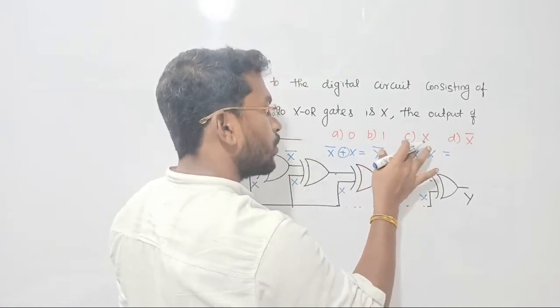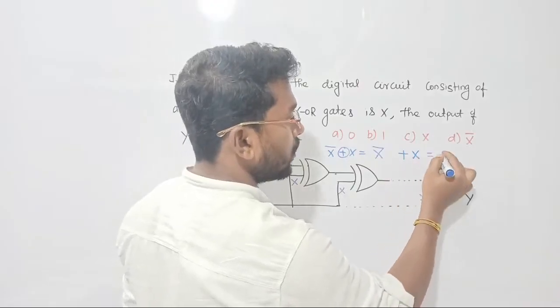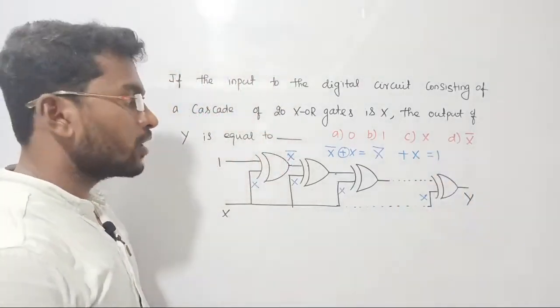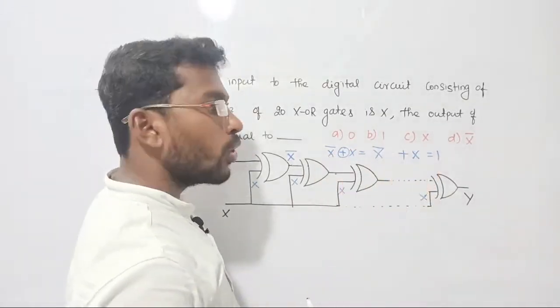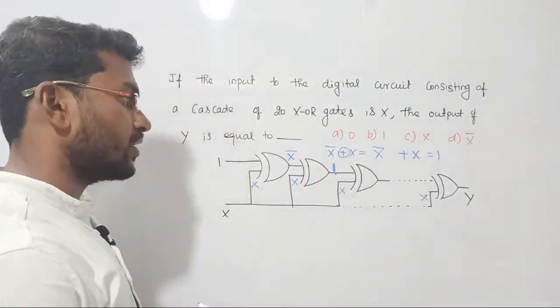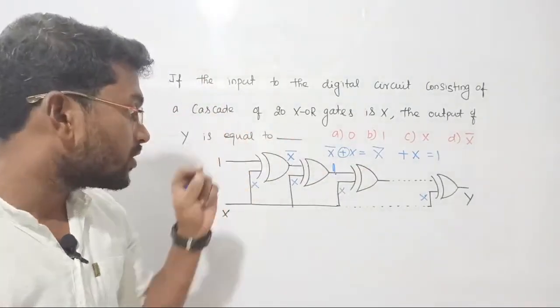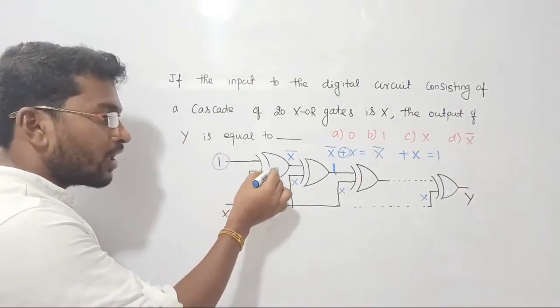Plus X double bar equal to X only, no? X dot X will be X only. So X plus X bar equal to what? Which is equal to 1. Am I correct? So X bar XORed with X is equal to 1, right? So what is the conclusion here? Which is equal to 1. Guys, did any of you get the idea now? Just see there, first இங்க 1 கொடுத்திருக்காங்க, இங்க X கொடுத்திருக்காங்க, odd number of gate.